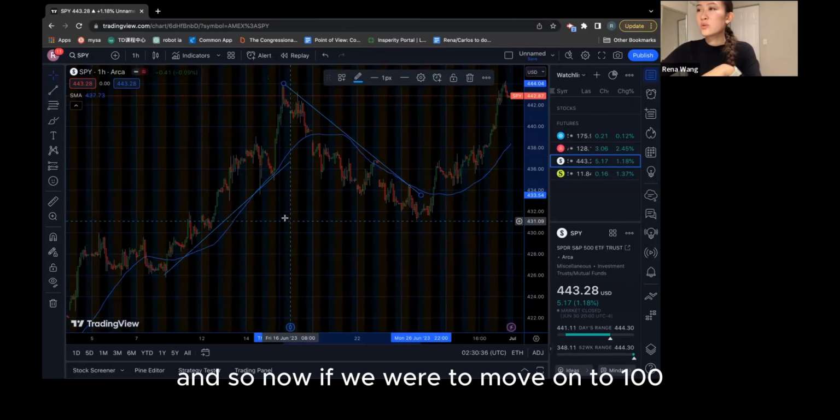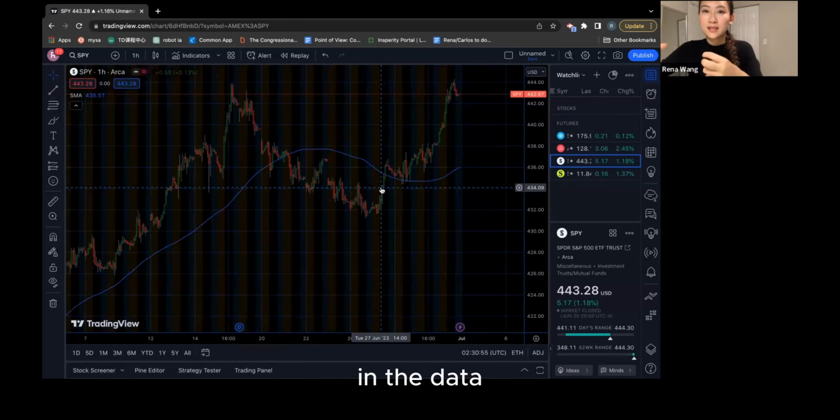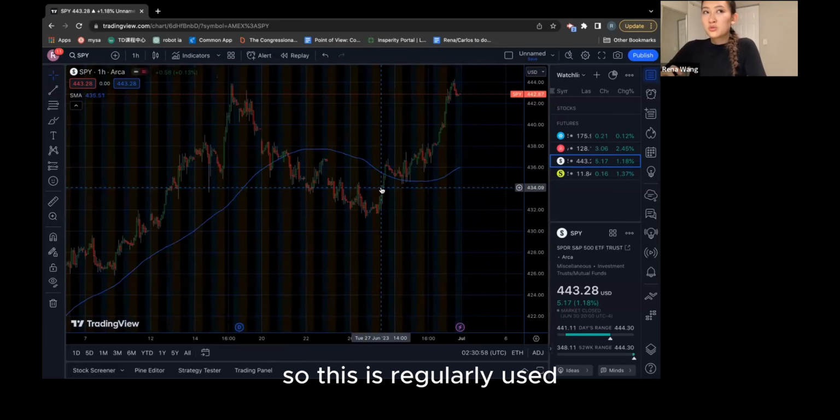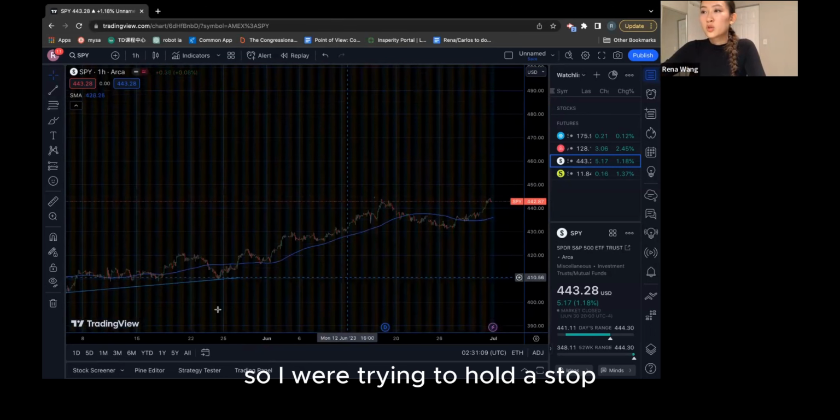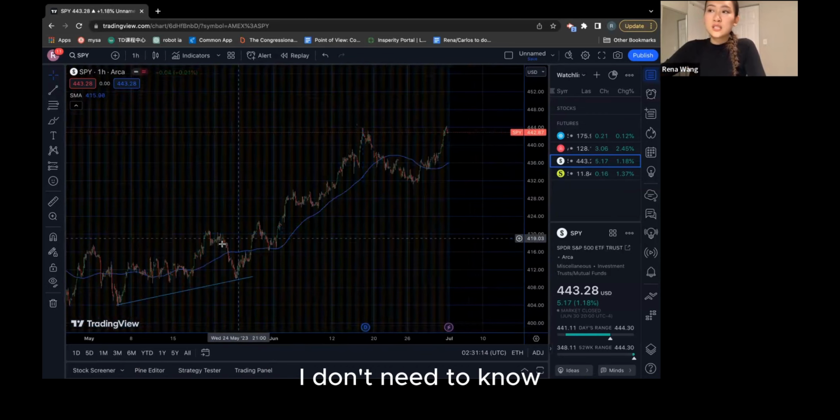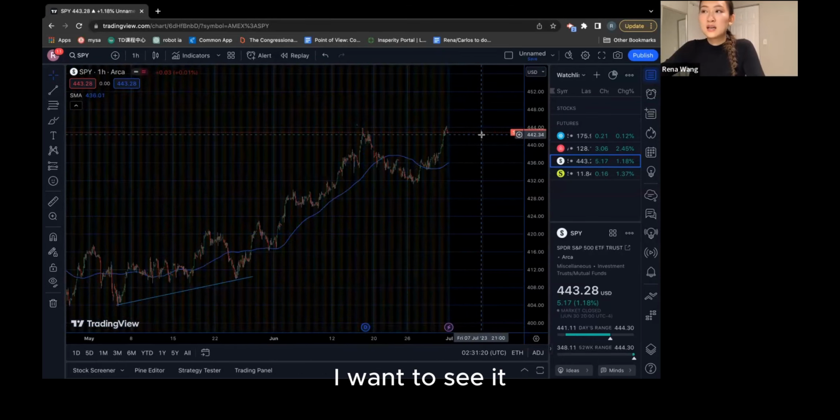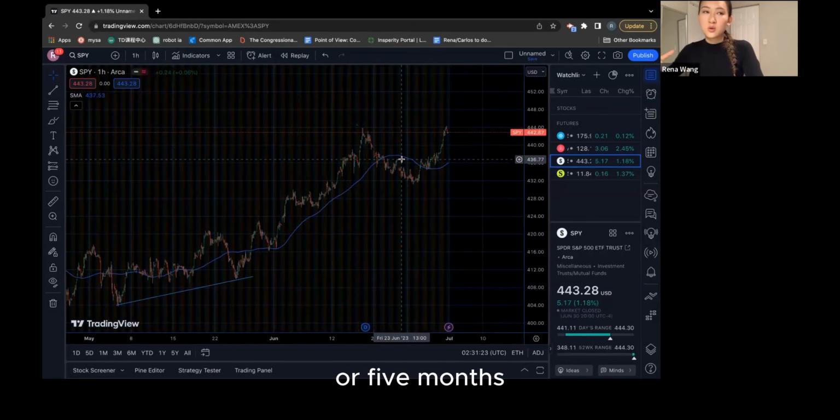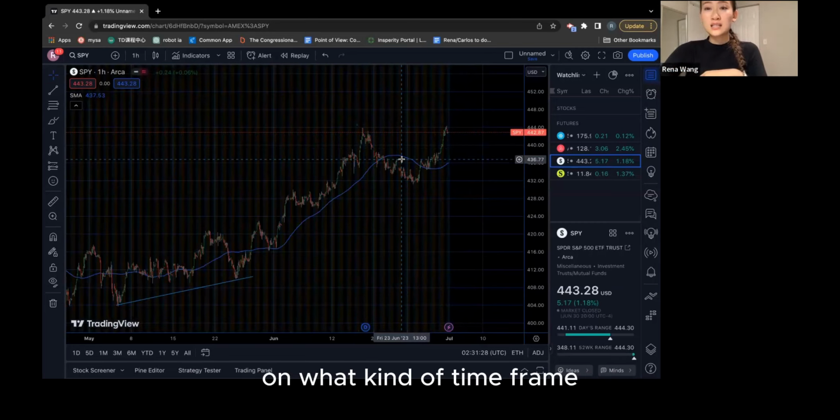Now if we move on to 100, it's even more flat, right? Because we're considering more data. This is regularly used by swing traders in very high time frames. On television and financial data you also see this sometimes, but usually it's used by swing traders, trying to hold the stock for a long time. I just want to get an average of what it looks like. I don't need to know these little fluctuations in between because that is not part of my trading. I want to see how it's going to work in 3 weeks or 5 months. So that's usually how you would decide what kind of time frame you'll choose.